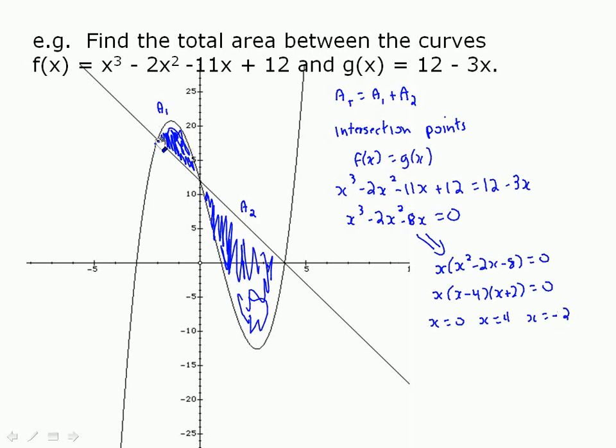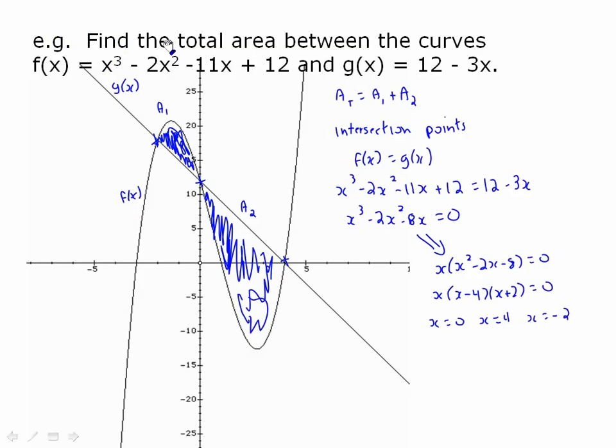These match what we see in the graph. So there's our negative 2, there's our 0, and there is our 4. Now the thing is, you must break it into two sections. And you also want to be aware that the g function is the linear and the f function is the cubic. So for the first interval, A1, the cubic function's on top. So this is going to be f at x minus g at x.